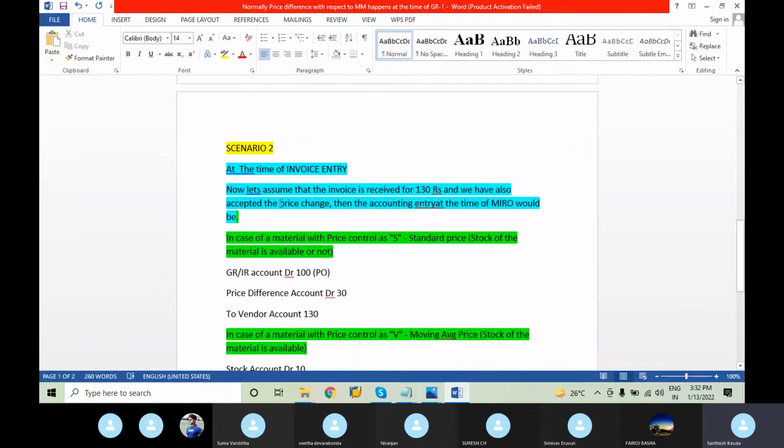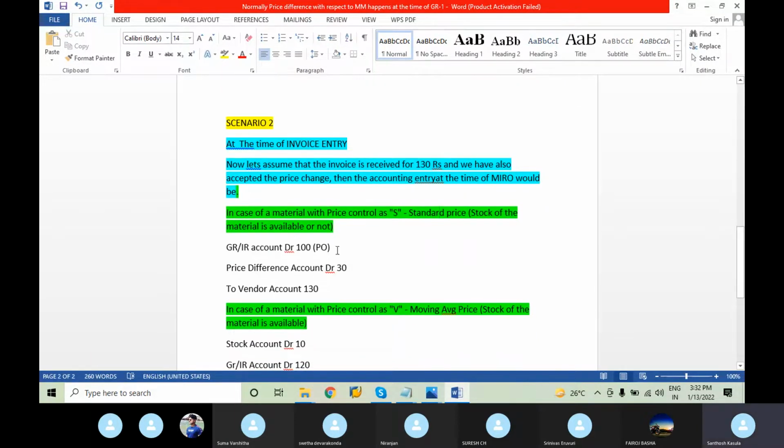Now at the time of MIRO, what would be the entry? In the standard price, it is GRIR account debit to vendor account, a general entry basically. But here GRIR we have received at 100, but what is payable to the vendor on the invoice is 130. The difference is 30 rupees. So this is the price difference we have to enter.